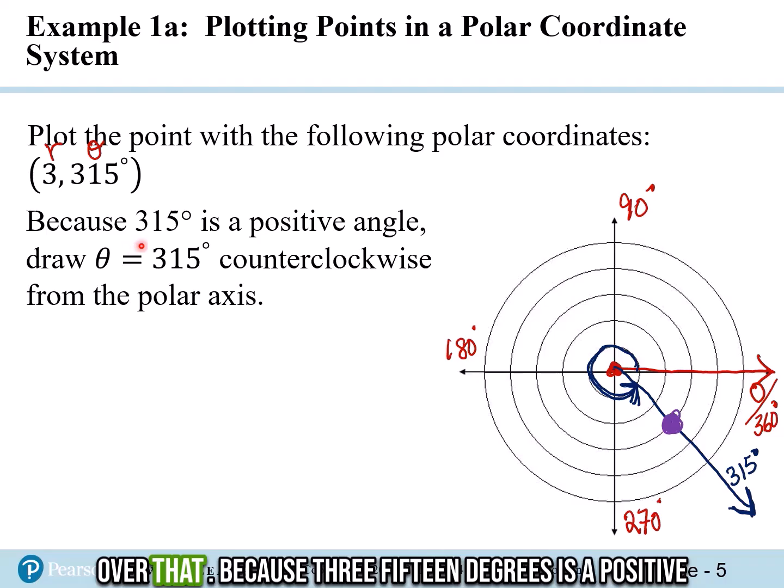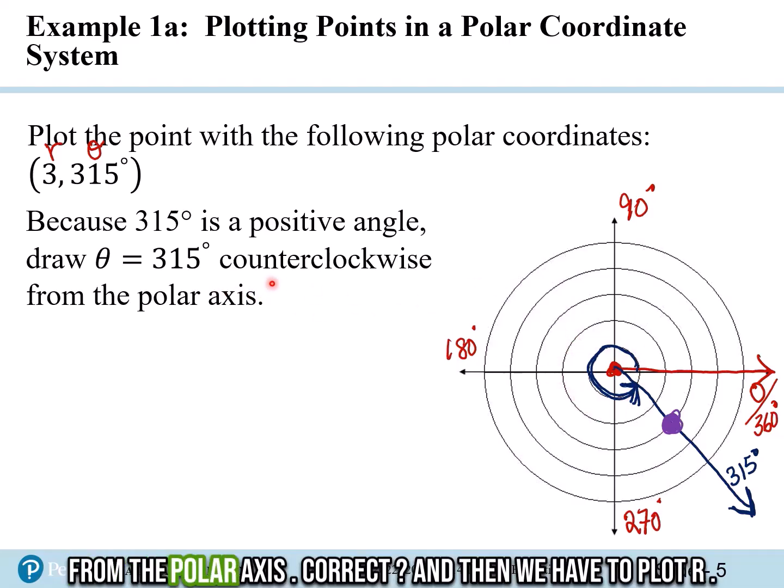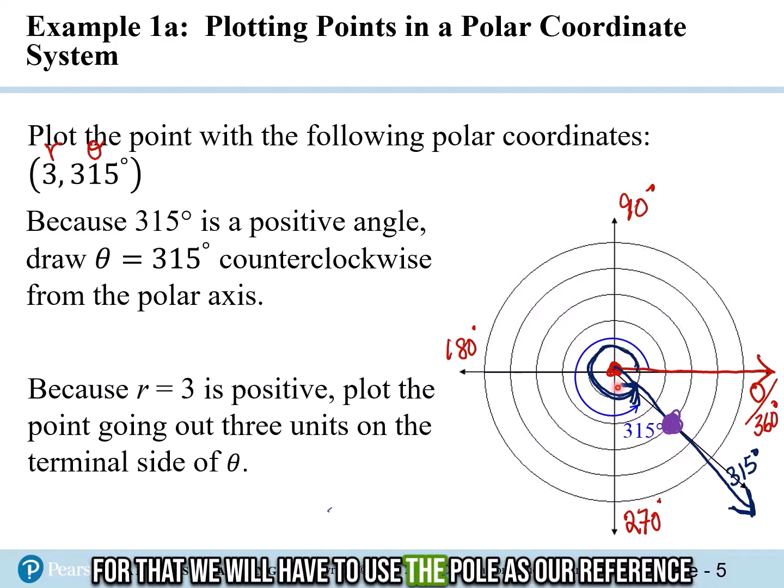So here are the steps we followed. Let's go over that. Because 315 degrees is a positive angle, draw theta equals 315 degrees going counterclockwise from the polar axis, correct? And then we have to plot R. For that, we will have to use the pole as our reference point.